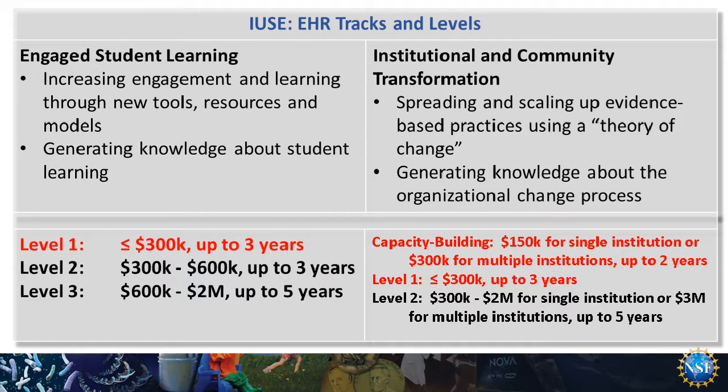Circling back to the summary, you'll see that both with engaged student learning and institutional community transformation, the level 1 proposals have the same maximum budget and the same potential duration of up to 3 years. Again, capacity building proposals are up to $150,000 for a single institution or $300,000 for multiple institutions with a maximum duration of 2 years.